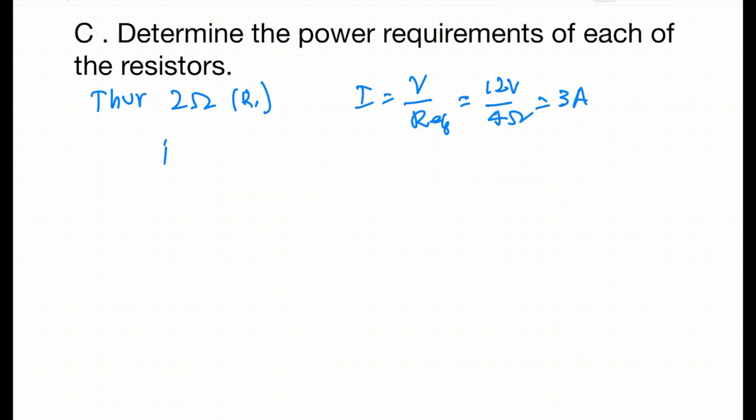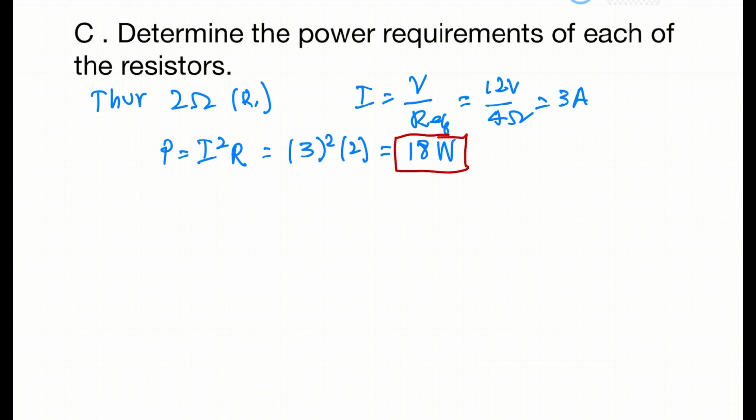Now, we know one of the power relationships is I squared R, and we know the current, and we know the resistance. So we'll just use that relationship. So we've got 3 amps, quantity squared, times the resistance, which was 2 ohms. So that's 9 times 2, that's 18 watts. So that one was a little simpler because we knew some of the basic information going in.